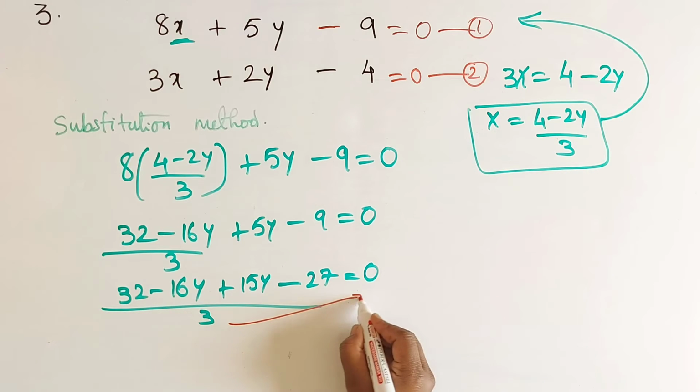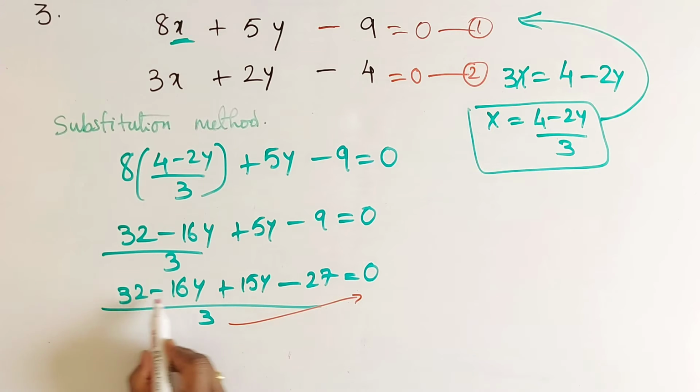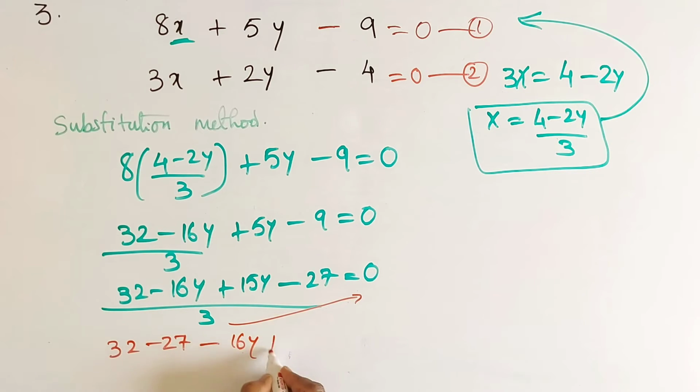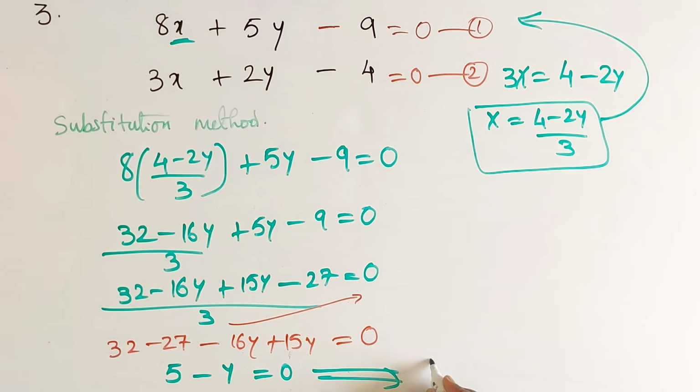So let us send this 3 to the right hand side. Now from here, 32 minus 27 minus 16y plus 15y equal to 0. Now 32 minus 27, it is 5, children, minus 16y plus 15y. That means minus 1y equal to 0. Now what is the y value? From here y is 5.